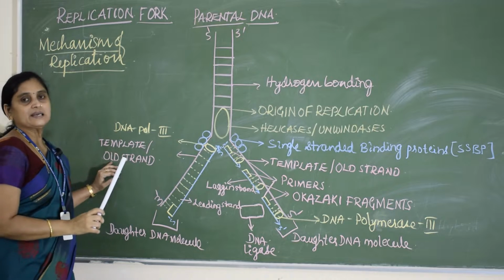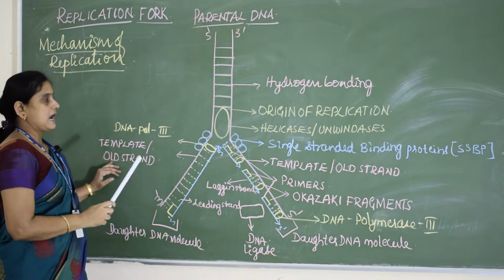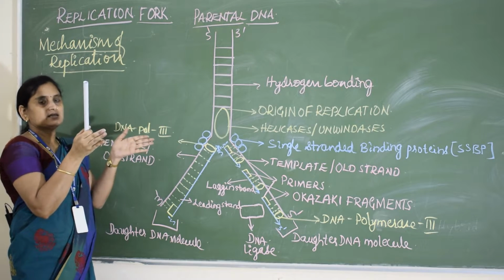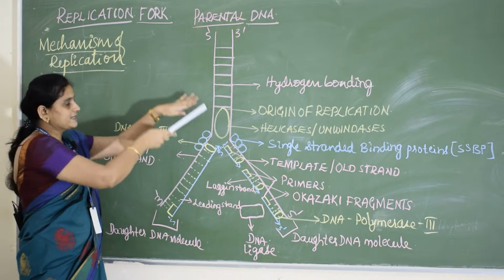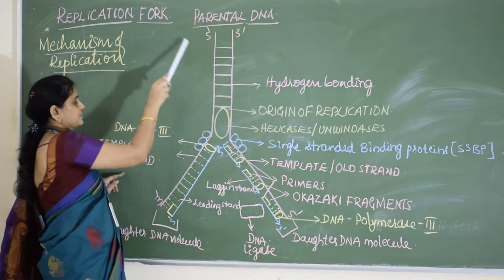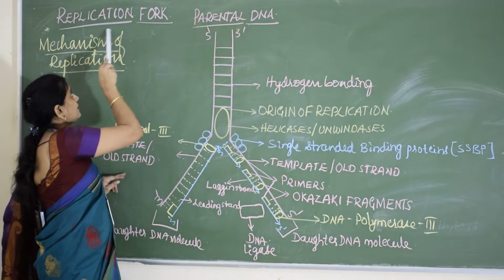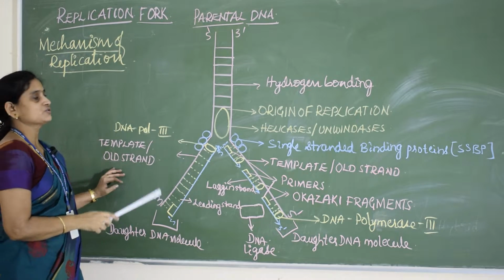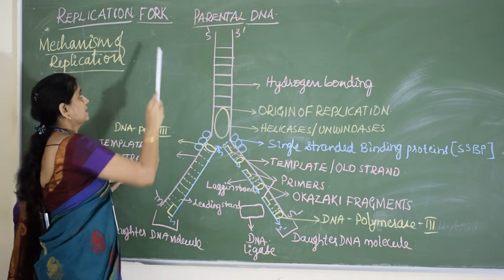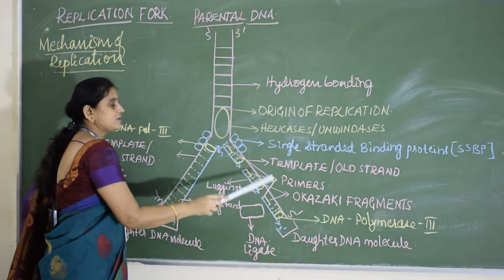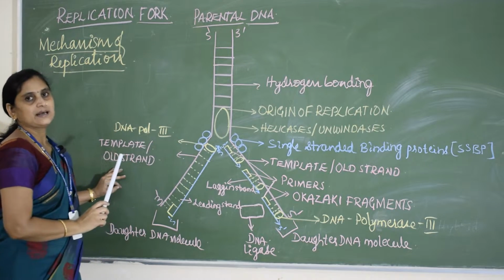How will the replication fork get formed here? As the separation of the two strands proceeds slowly from one end to the other end, it results in the formation of a Y-shaped structure like this, and that is called the replication fork. You will be asked in the examination to draw a neat labeled diagram of the replication fork. So you have to draw the diagram like this, and you need to have all these labels in the diagram.